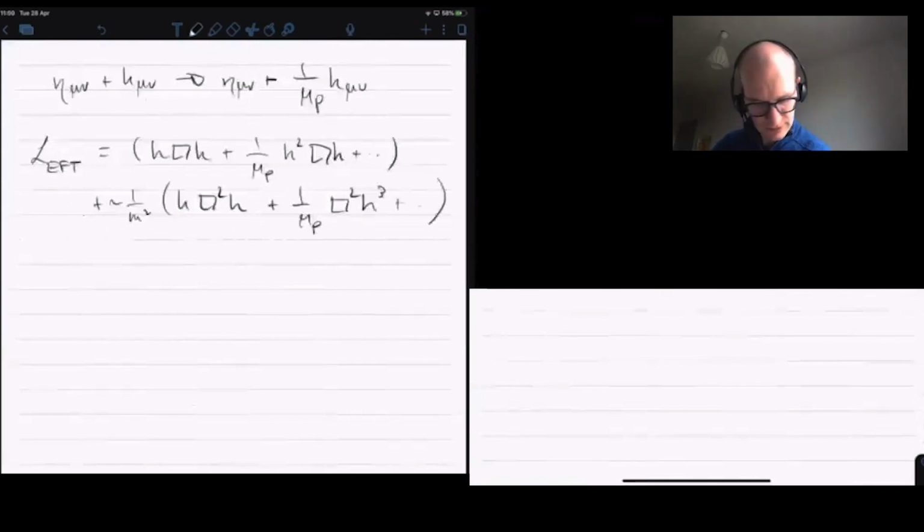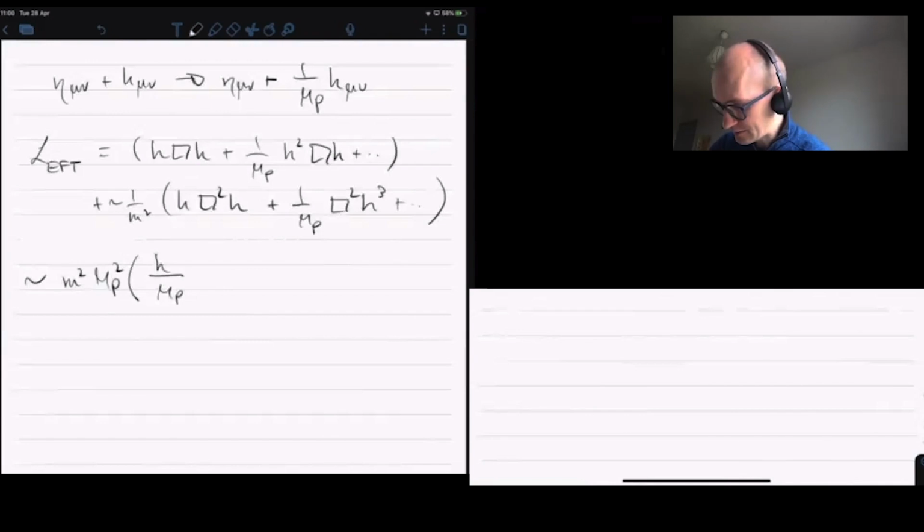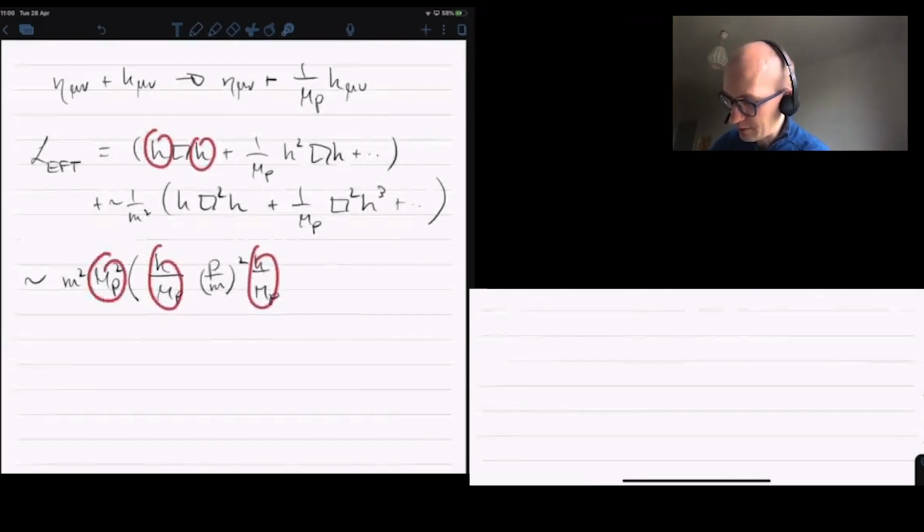Plus and so on. Okay, so now the important thing is that I put out m squared times m Planck squared, and then I have the following structure. I have h over m Planck, then something like p over m squared h over m Planck. I'm just counting numbers of derivatives. The h over m Planck is compensated by the m Planck squared out here. And then I have two derivatives, p over m squared, so I compensate this by the m squared out here. So this is really this term, but I've written it explicitly with the various quantities.